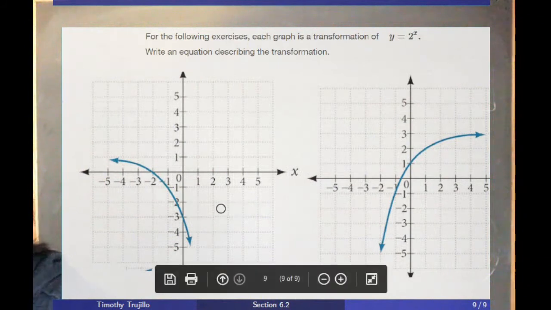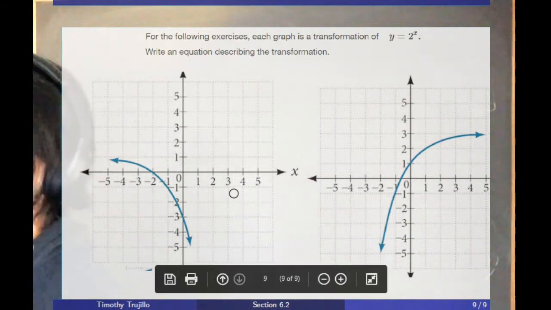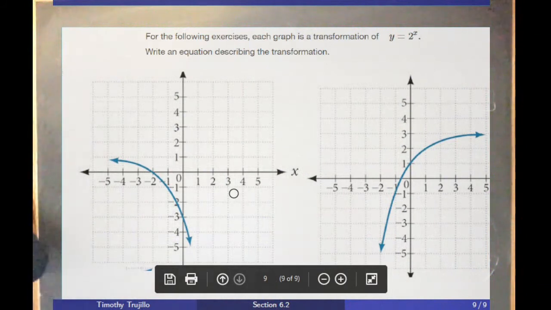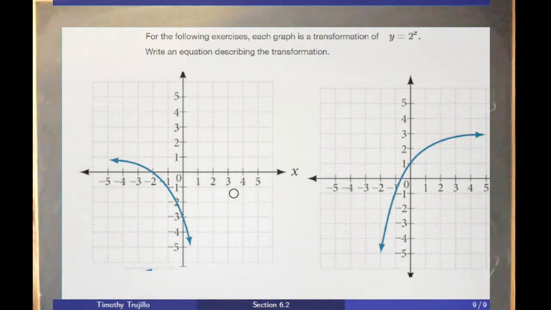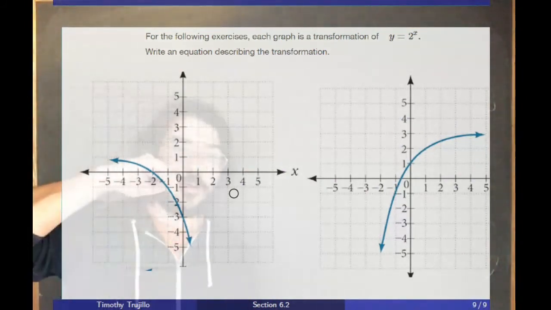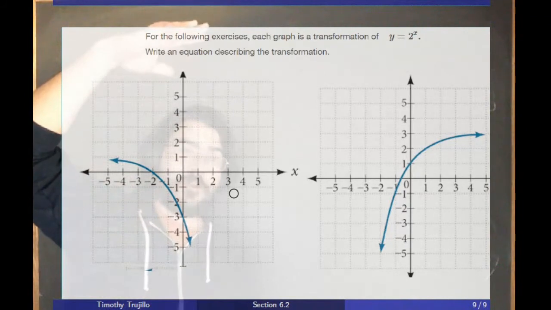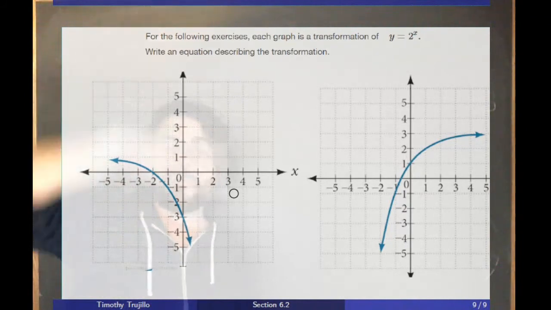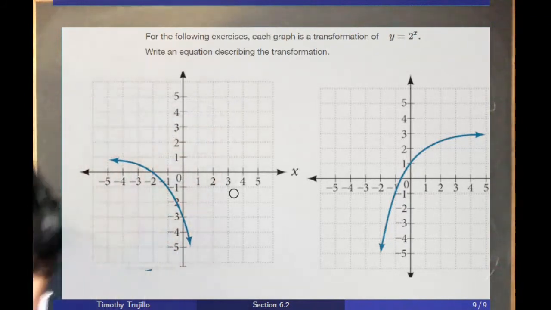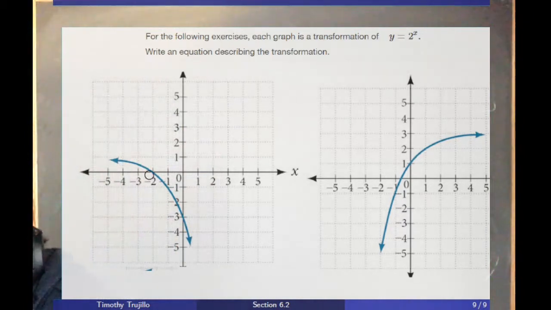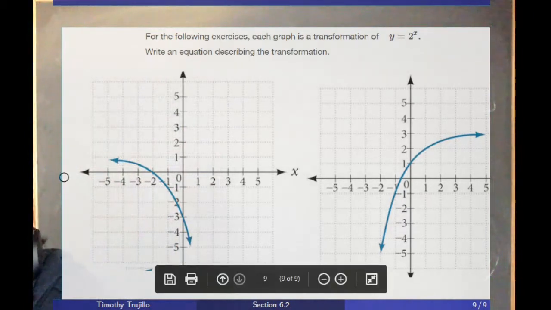And the first thing that you should do with one like this, where it's a transformation of some exponential, is to identify where the new horizontal asymptote is. Because if you can identify the horizontal asymptote of this guy, that's telling you how much vertical shifting you have, either up or down. So for this first graph here on the left, where is my horizontal asymptote?